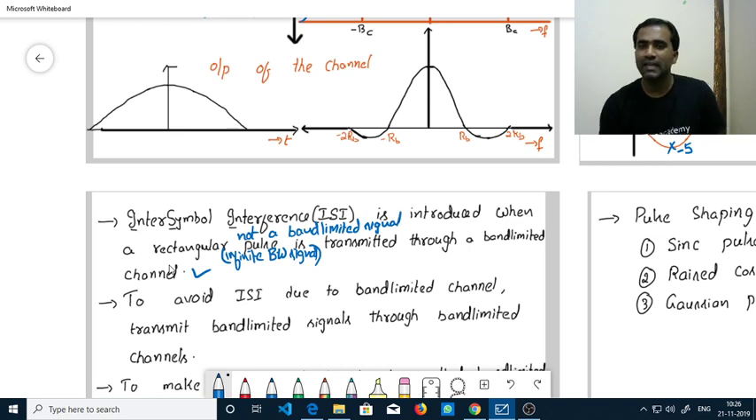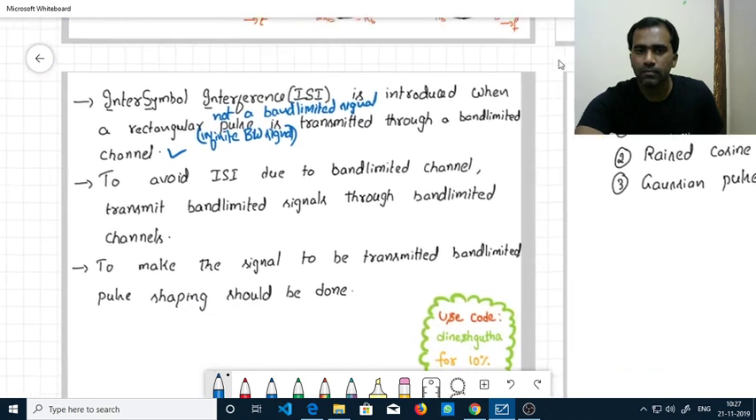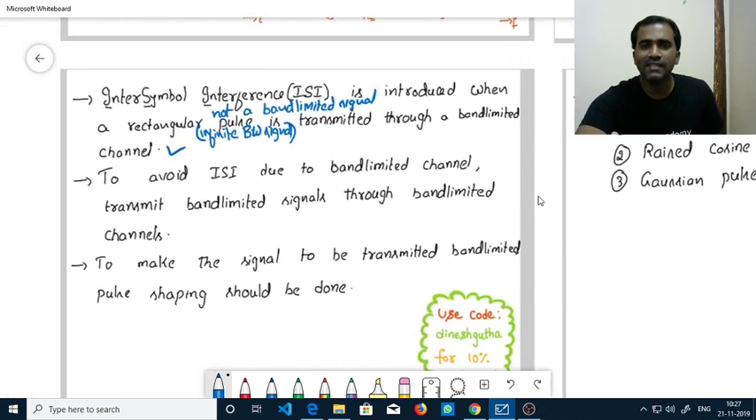Okay, practically we say the bandwidth of this rectangular pulse is the first null point. First null point is RB. So generally, practically speaking, we say the bandwidth is RB, but ideally speaking, it has infinite bandwidth. Right. So how to avoid ISI?